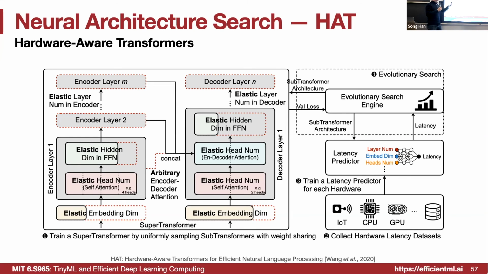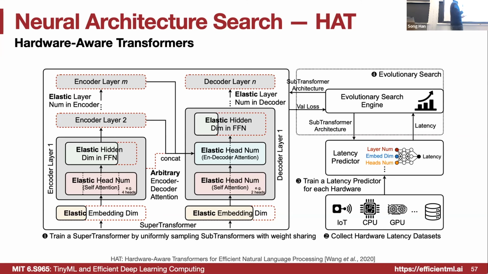So we make it possible to have elastic dimensions across the encoder layers. We have the elastic number of layers in the encoder, the elastic hidden dimensions in the FFN, the elastic number of heads. It can be 1 head, 2 heads, 4 heads, etc. And also elastic embedding dimension. Right? So different from the conventional transformer, now different dimensions can grow or shrink.